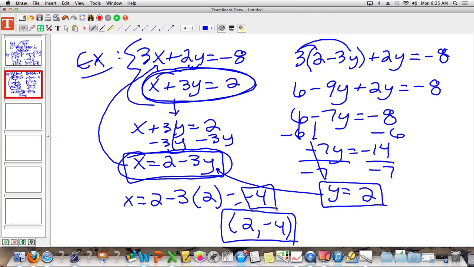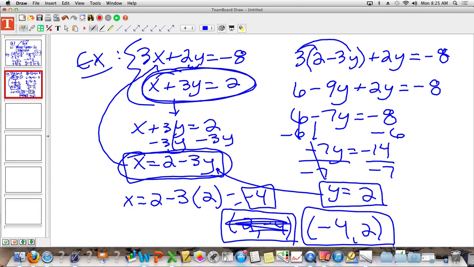Would it be the other way? Would it be negative 4 comma 2? The solution to this is negative 4 comma 2. All right, I wrote it backwards. Don't do what I did, you guys. Always alphabetical order. I always think of the x and y in alphabetical order.